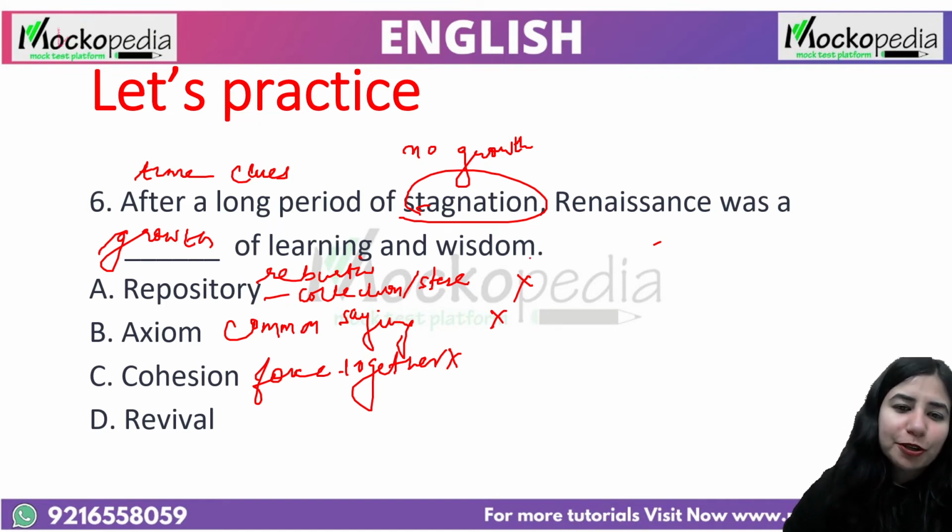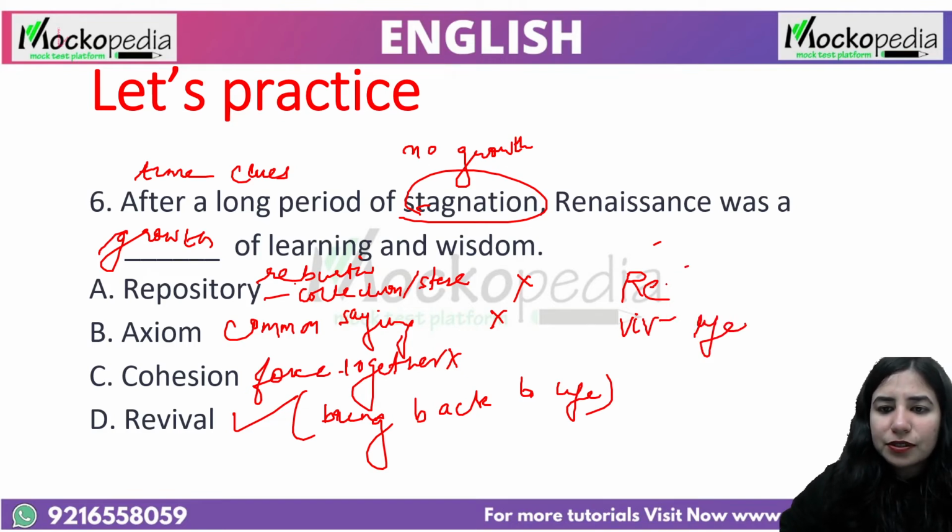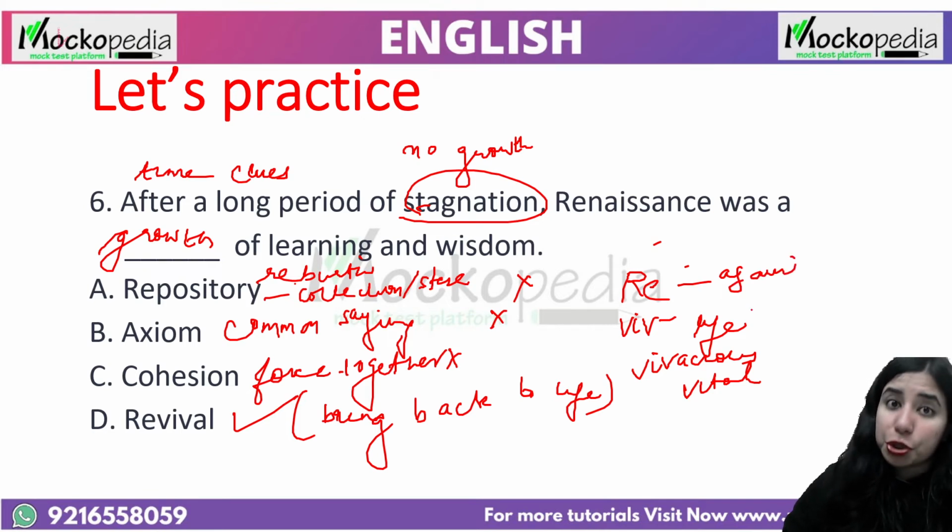Revival, of course. So that's the beauty of elimination. You have eliminated A, B, and C. So what matches would be the correct answer. Revival is rebirth. Okay, so it matches with rebirth. Bring back to life. You can see re again, and VIV stands for life, right? So there is this word vivacious, full of life, right? Vital, important for life, right? So re is again rebirth or revival or revision, right? So I hope you're clear. So D would be the correct answer for this question, right?